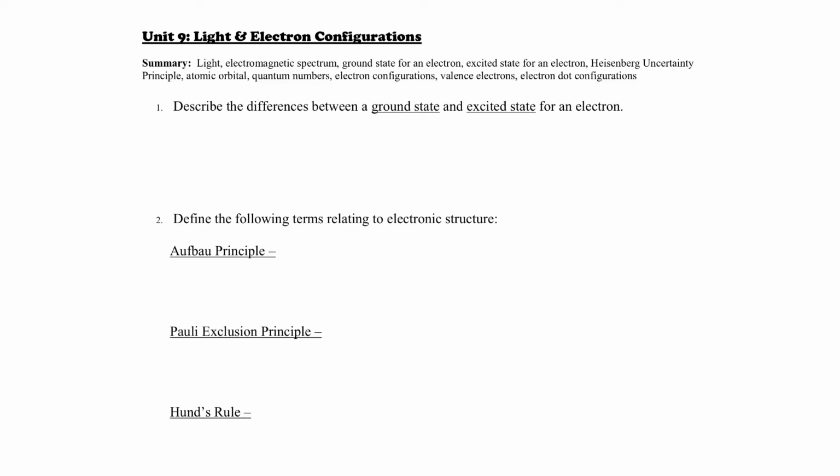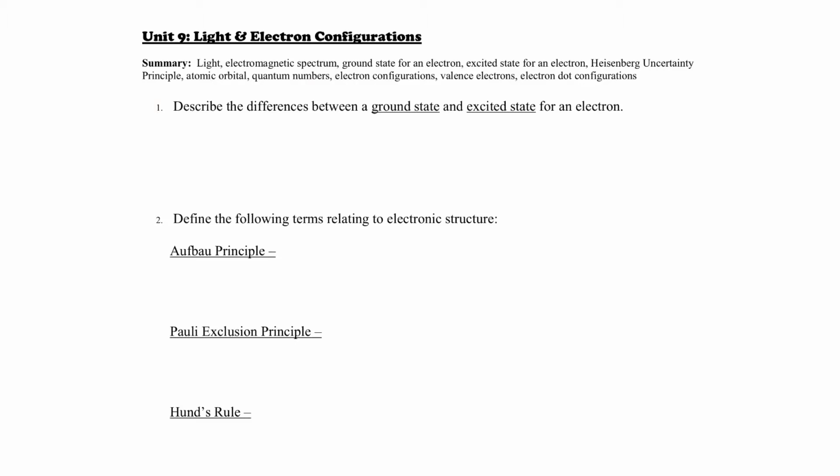Alright, so in this video we'll be dealing with the Unit 9 material. This was our unit on light and electron configurations and electronic structure and those things. If you look at the top, you'll see all of the eligible topics we talked about. I would suggest you make sure you know what all those mean and that you can check off all those boxes. But we start off with a bunch of definitions.